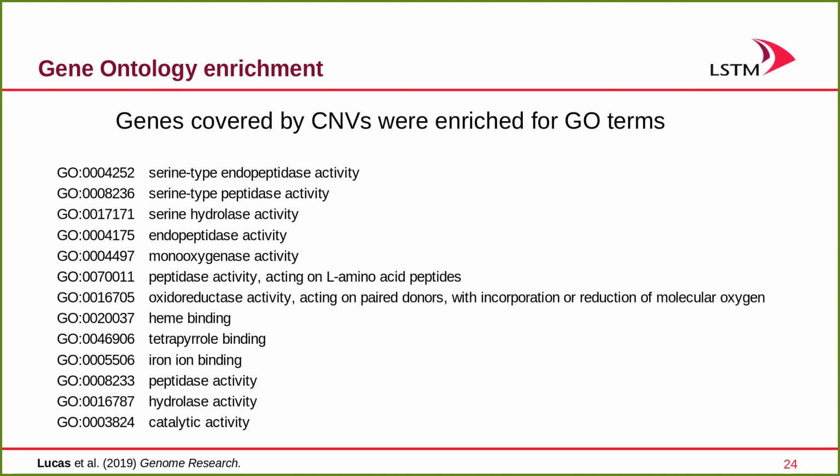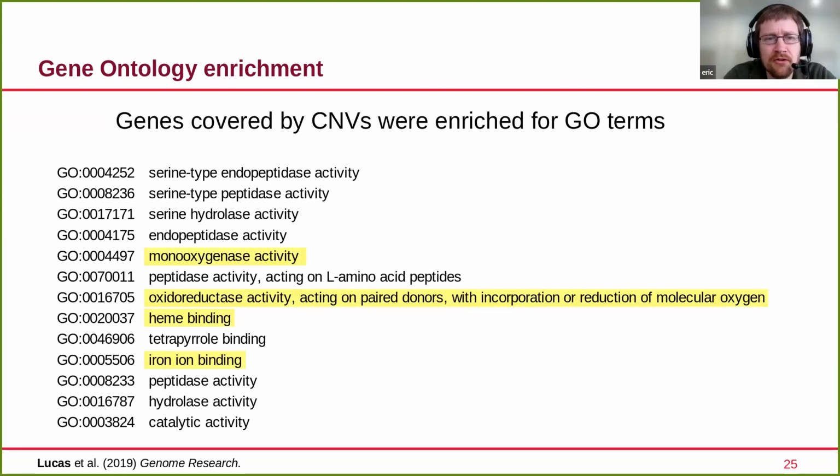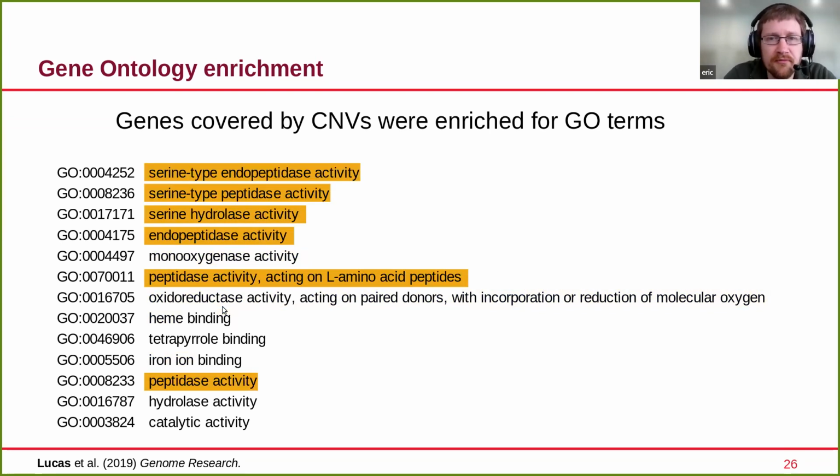And we found a list of, I think it was 13 gene ontology terms that were enriched in CNVs. And at least 4 of those gene ontology terms are associated with P450 activity. So these 4 terms are all ones that are associated with cytochrome P450s. And another group of these GO terms were associated with peptidase activity, so proteins that degrade other proteins. We're not sure whether this is associated with insecticide resistance, but potentially it could be.